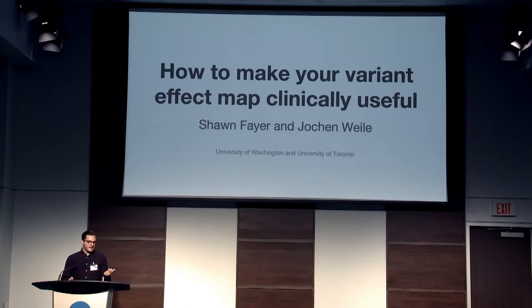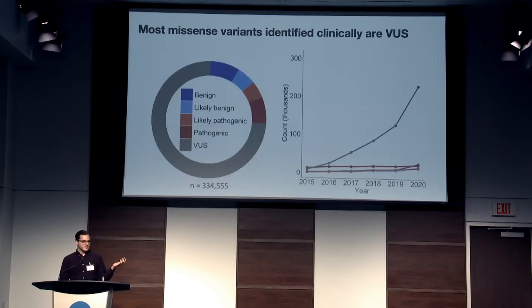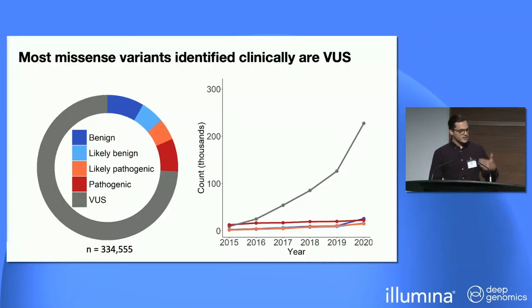The reason that we want to make these maps clinically useful is the problem that Doug introduced earlier. So if we look in ClinVar at the unique missense variants identified in clinical genetic testing, the majority of these are classified as variants of uncertain significance, so roughly 75%, as you can see on the left here. And this is a problem that's growing over time. The primary reason this is growing is we're just sequencing more genes and identifying more rare variation. And as we identify more rare variants, there's just less of a chance that there's going to be enough evidence to definitively interpret these variants as pathogenic or benign.